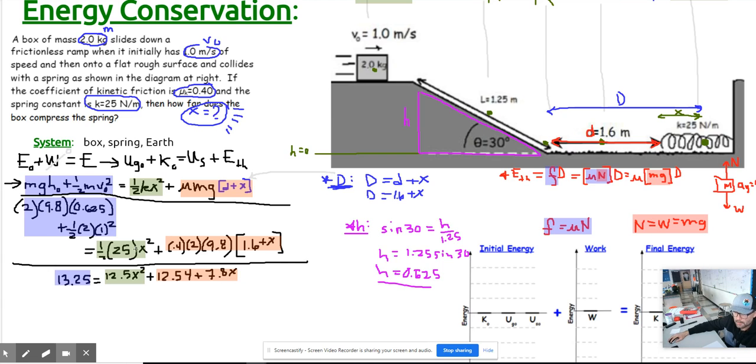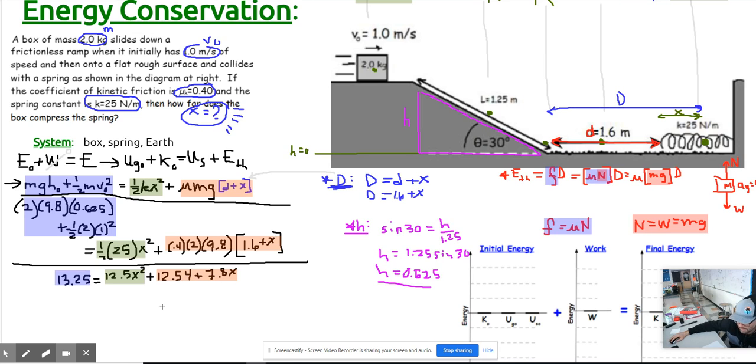Okay, so I consolidated this. Our initial energy is 13.25. Our spring energy turned out to look something like this. We're not sure how much that spring compresses yet, but we can simplify that. And our thermal energy, when we multiply the stuff out and distribute the 1.6 to this x, we get this stuff.